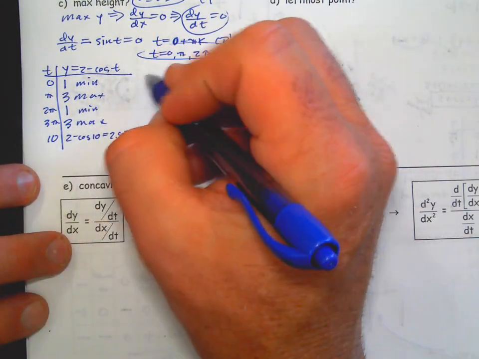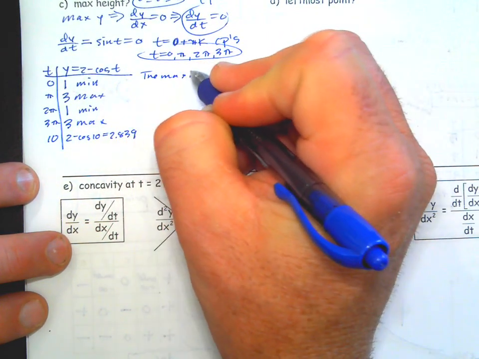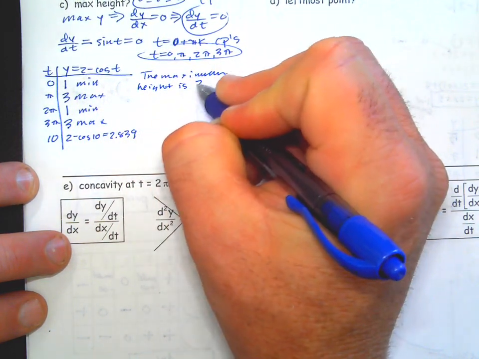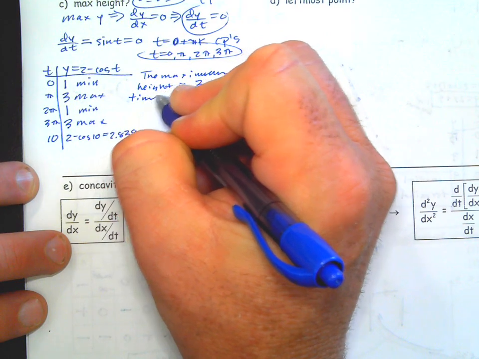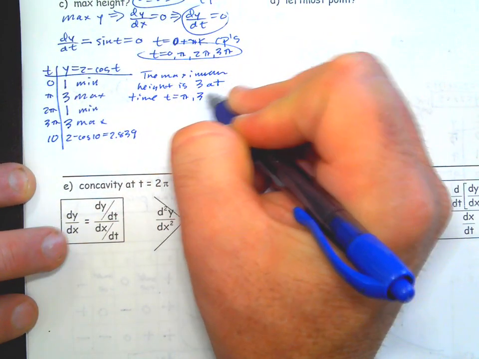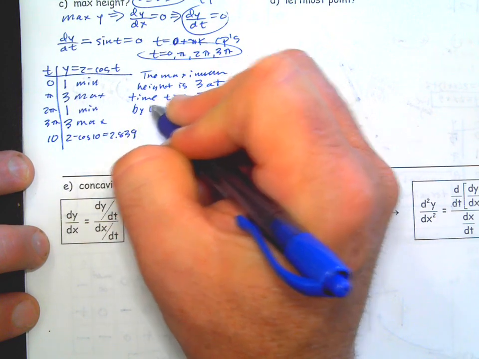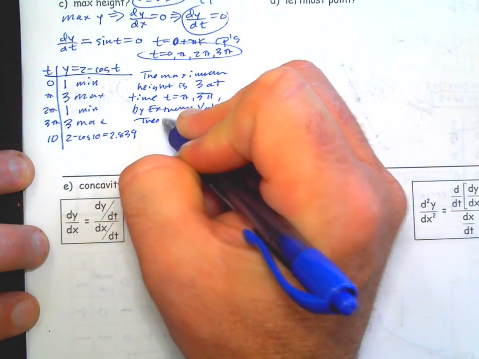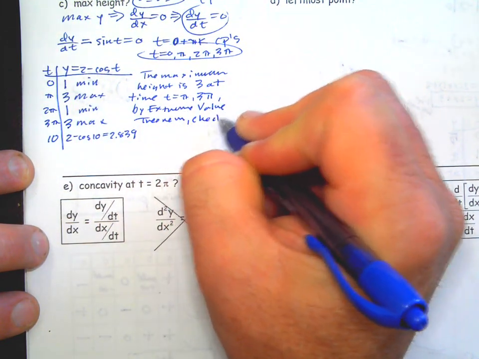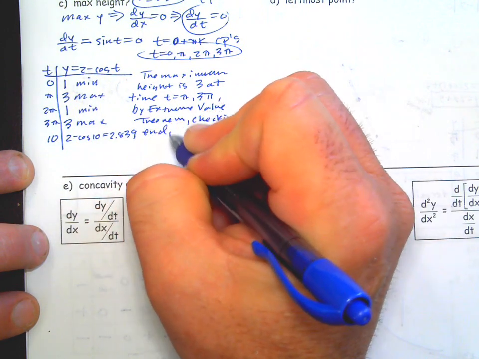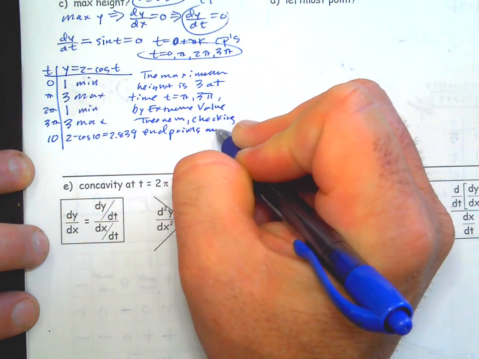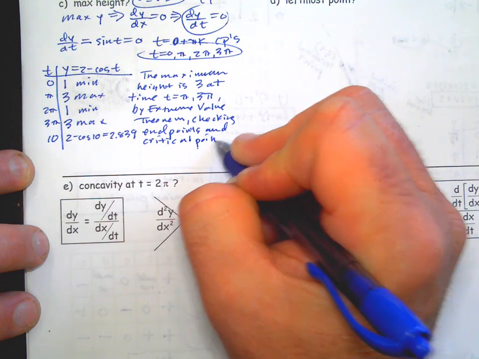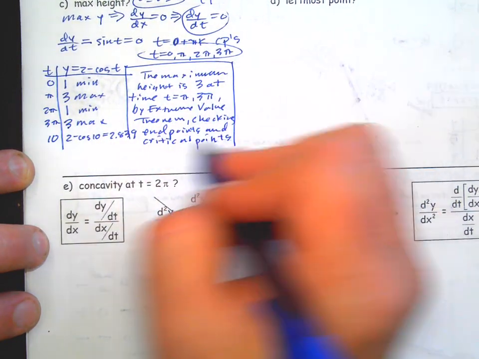We could say the maximum height is 3 at time t equals pi and 3 pi. And then you could justify it by extreme value theorem, checking endpoints and critical points. So I'm going to ask you guys to justify answers just like you always have, because you're going to get that kind of question on it for your response.